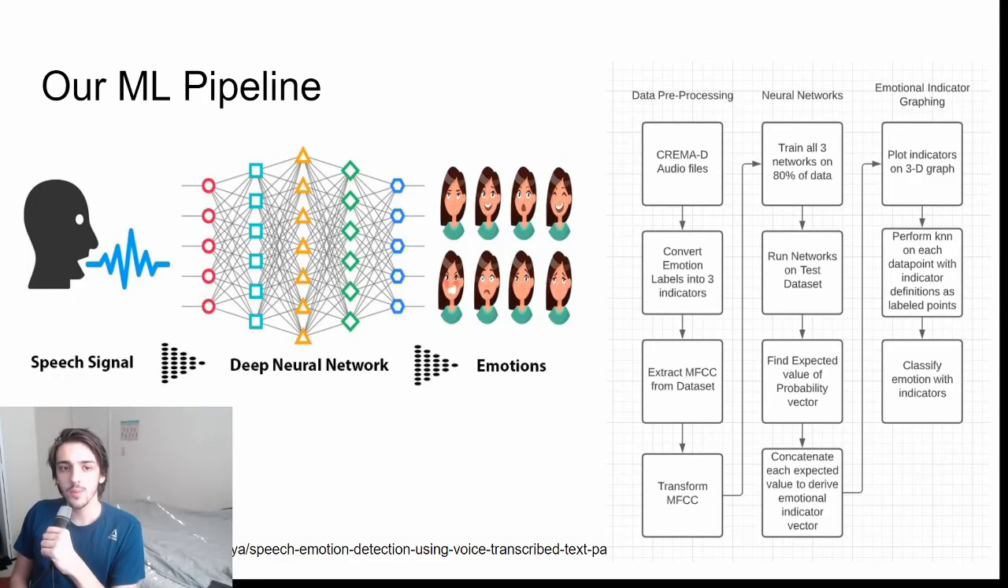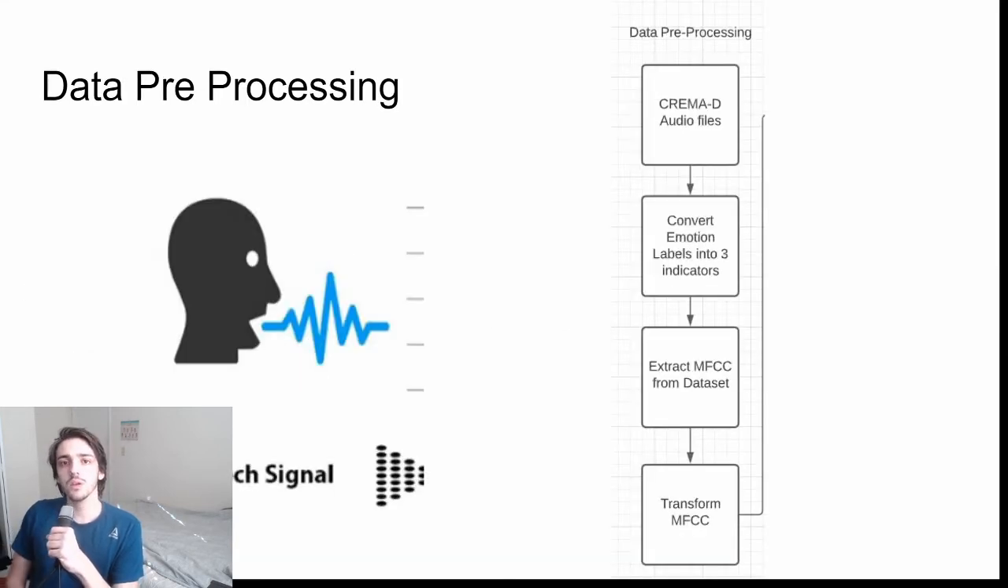We have quite a long ML pipeline to discuss, so we will split it into 3 parts in this presentation: data pre-processing, the neural nets themselves, and then the graphing of the emotional indicators. The first thing we'll discuss is the data pre-processing. As said previously, we use the CREMA-D audio files as our training and testing dataset.